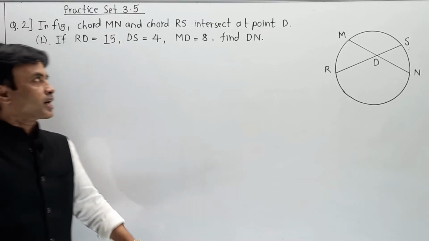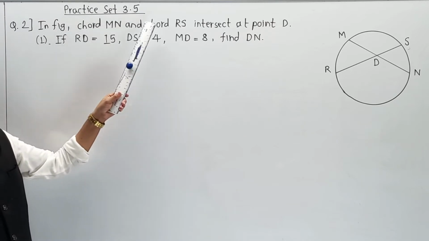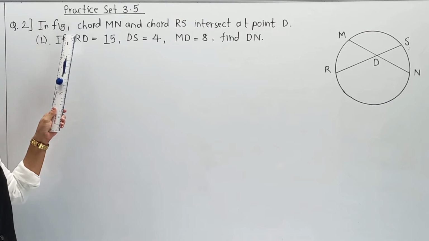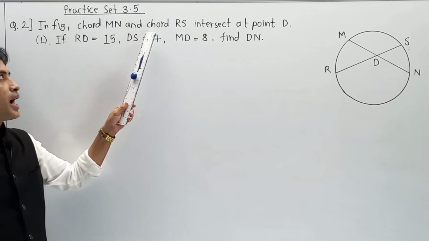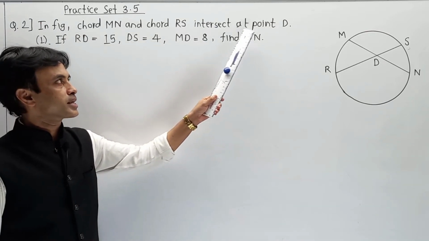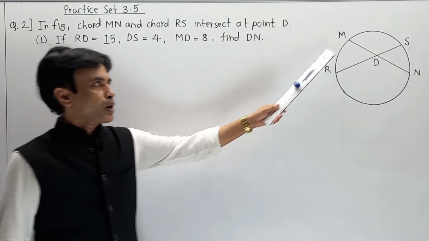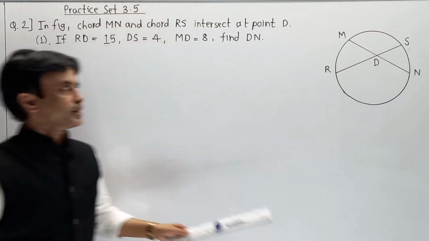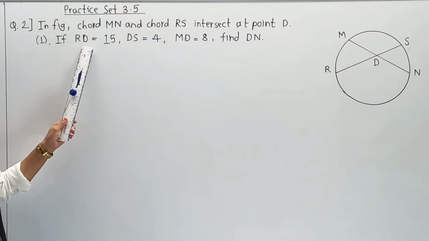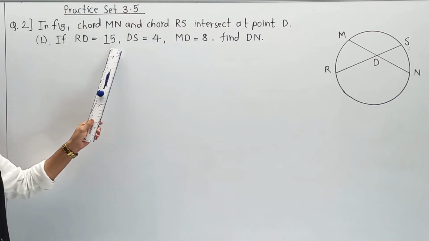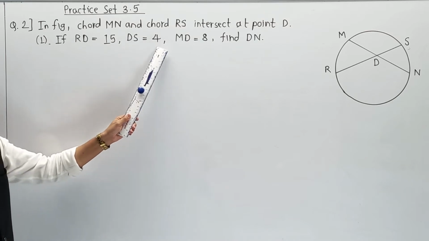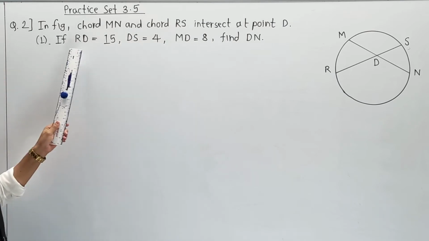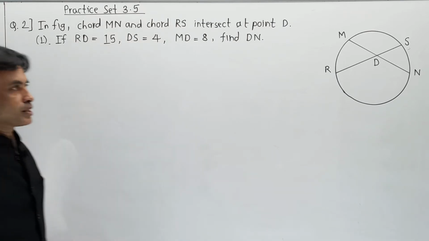Hello friends, now we are in practice set 3.5 and numerical number 2. In the figure, chord MN and chord RS intersect at point D. If RD is equal to 50, DS is equal to 4, MD is equal to 8, then find DN.